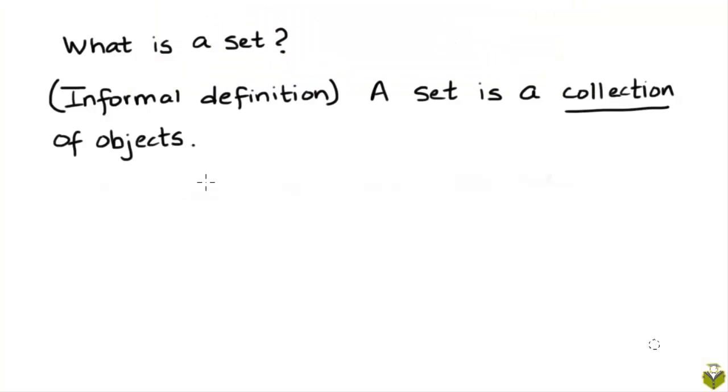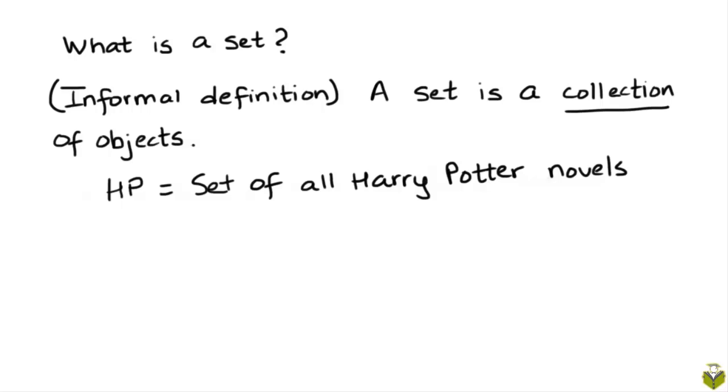What is a set? How do we define a set? Informally, a set can just be defined as a collection of objects. These objects, which make up the collection or the set, can be of any kind. For example, we could define a set of all the Harry Potter novels and give the set a name. For example, we could call the set HP.